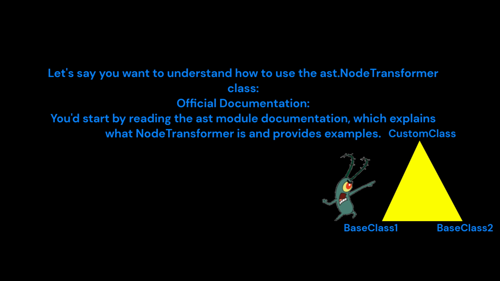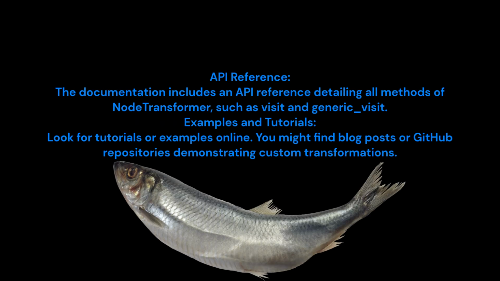Official documentation. You'd start by reading the AST module documentation, which explains what NodeTransformer is and provides examples. API reference. The documentation includes an API reference detailing all methods of NodeTransformer, such as visit and generic_visit. Examples and tutorials. Look for tutorials or examples online. You might find blog posts or GitHub repositories demonstrating custom transformations.